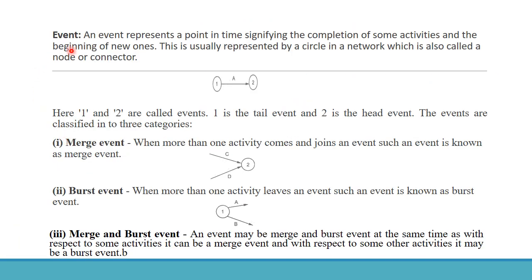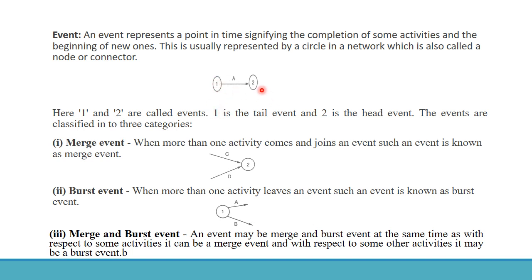Then the event. The event represents a point in time signifying the completion of some activities and the beginning of new ones. This is usually represented by a circle in a network and is called a node or a connector. Here 1 and 2 are called events. 1 is the tail event and 2 is the head event.